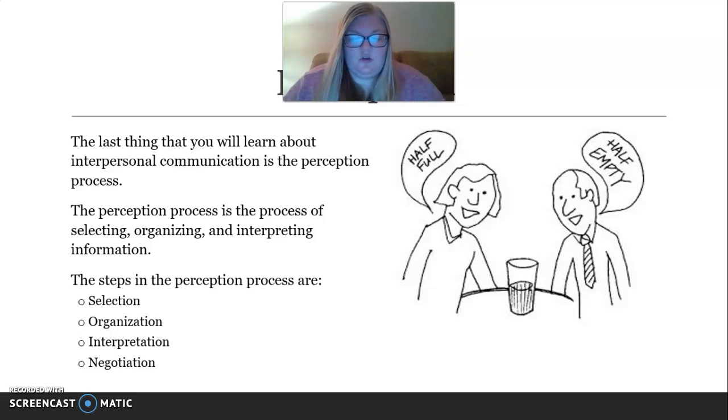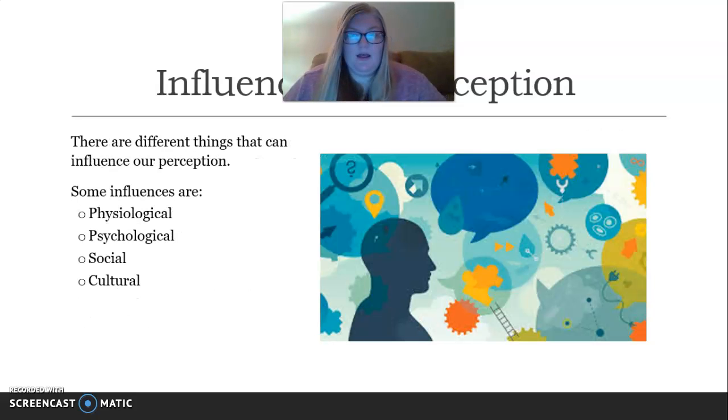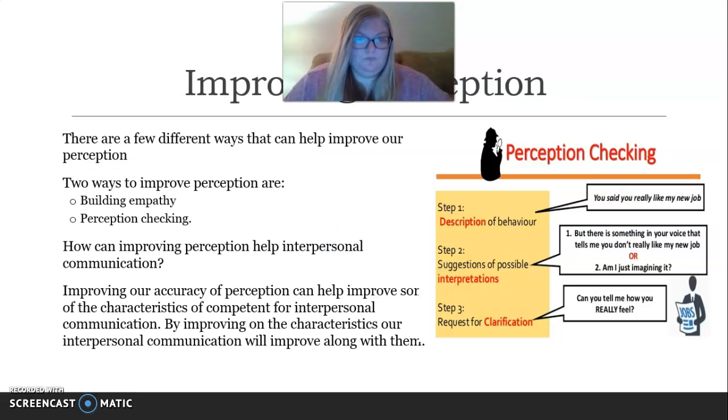And then negotiation, which is where each communicator tries to influence each other's perception. Influences on perception. There are so many different influences on perception, but I will be talking about 4. The 4 are physiological, psychological, social, and cultural. Improving perception. There are a few different ways that can help improve our perception. 2 ways to improve perception are building empathy and perception checking.